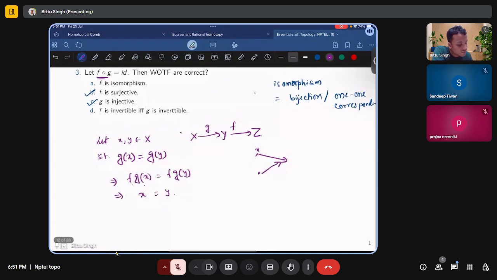Okay. So g is injective. Similarly, you can check f is surjective, but f may not be an isomorphism. So let me give an example where f is not an isomorphism. It is easy to write pictorially. So suppose f composed with g is the identity.